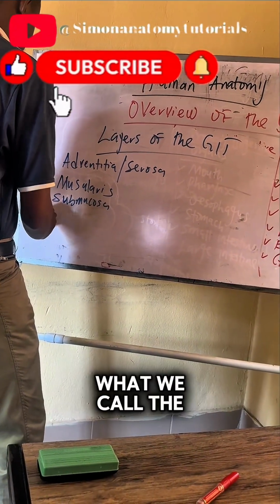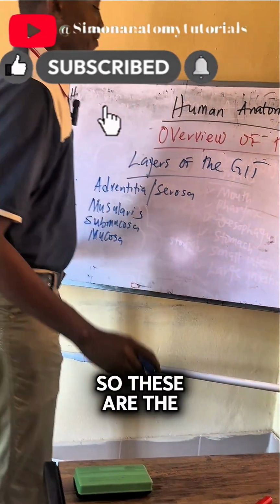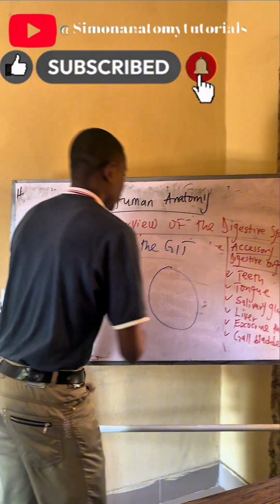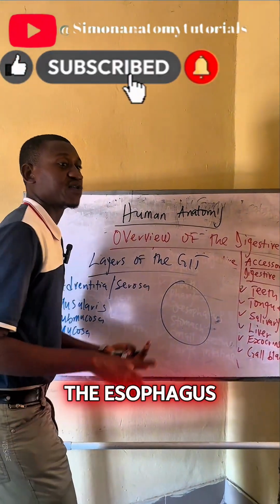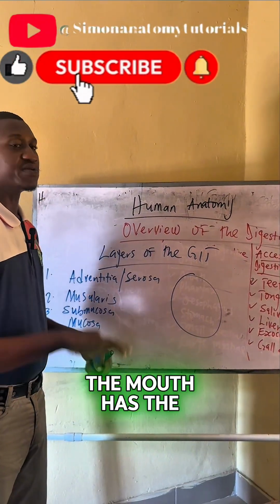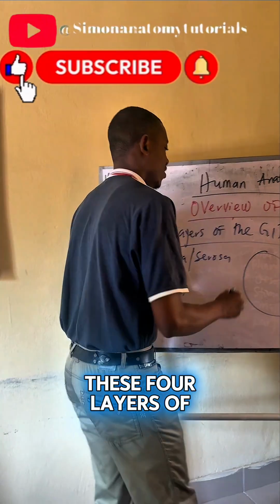Then we now have what we call the mucosa. So these are the 4 layers of the gastrointestinal tract. The pharynx, the esophagus, the stomach, the small intestine, the large intestine, even the mouth, they all have these 4 layers of tissue.